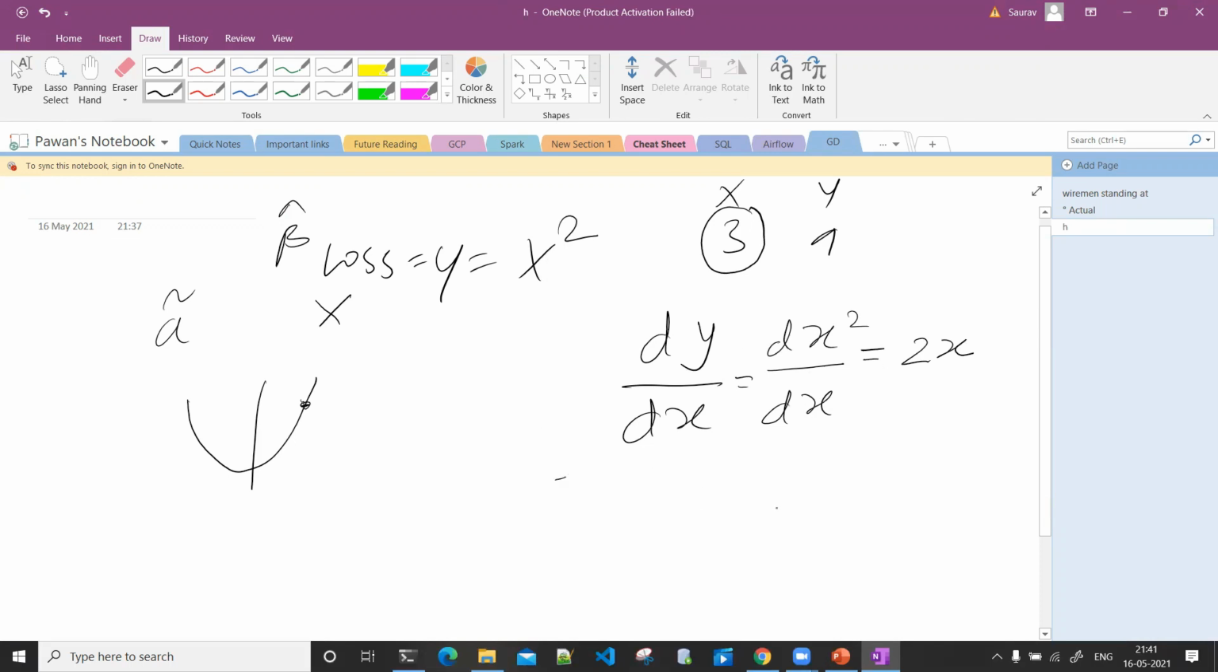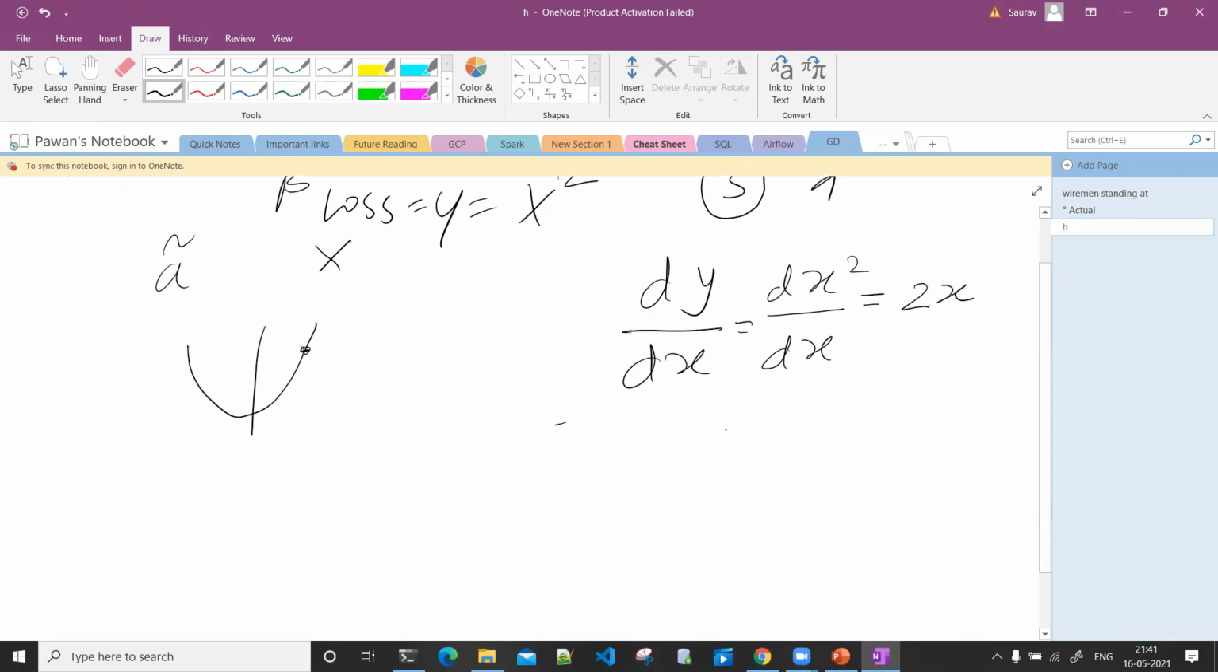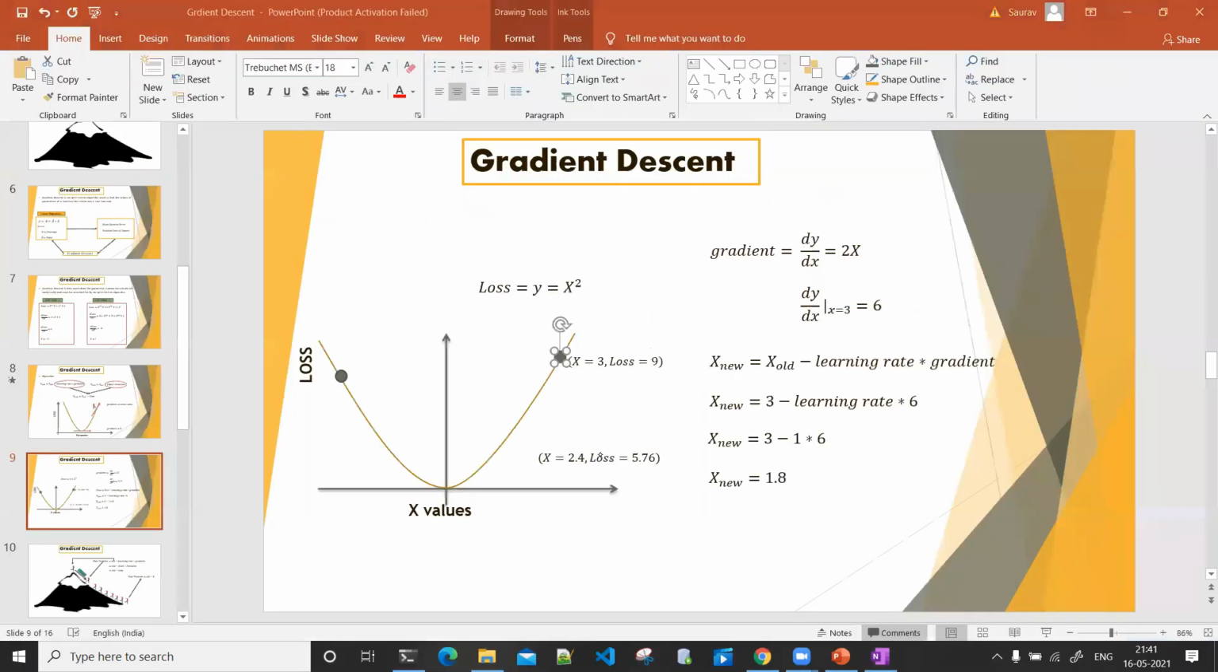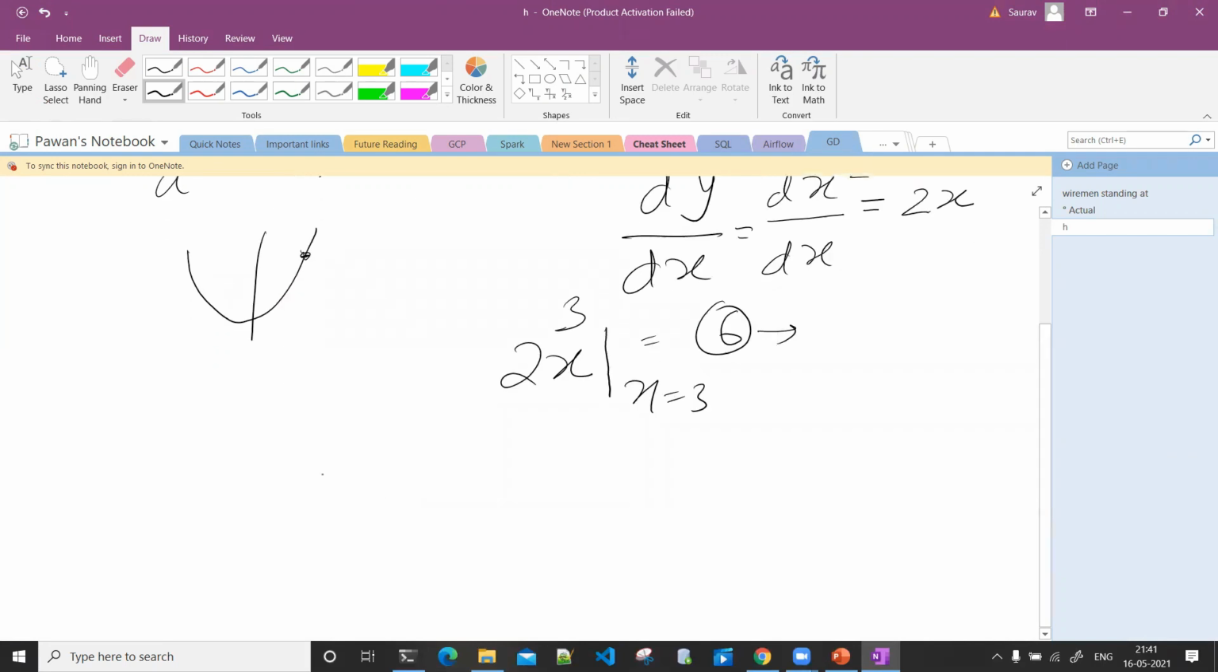Now we have the gradient, but it is not a numerical value, because it is 2x. We have to find the gradient at x equals 3. So we put the value x equals 3, and the gradient at this position is 6. Now we have the gradient. The next thing we have to know is the learning rate.